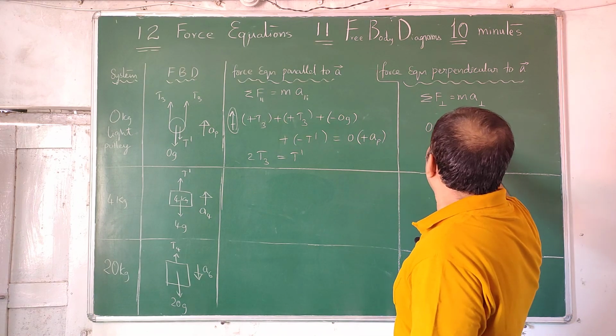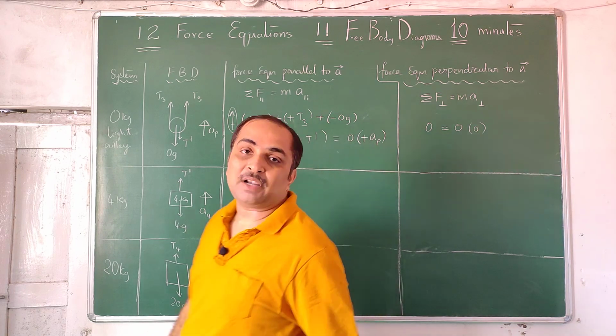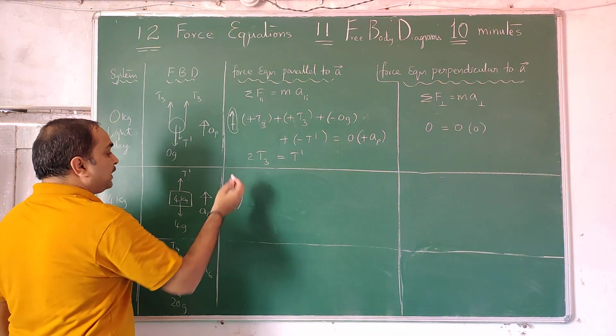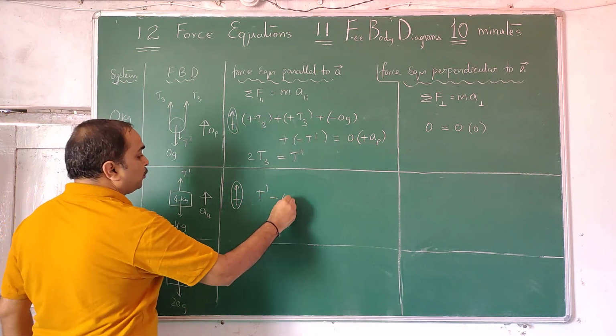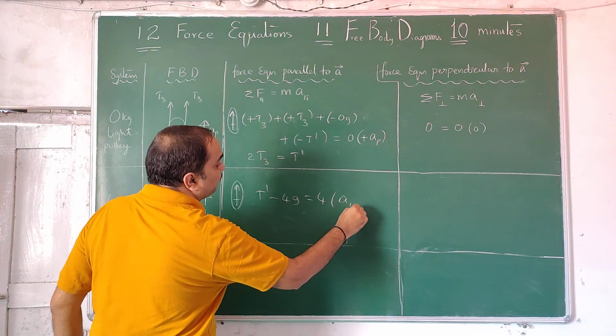0 equal to mass is also 0 into 0. So it is 0 total, left hand side and right hand side. Coming to this upward accelerating, take that direction positive. T dash minus 4g is equal to 4 times A4.